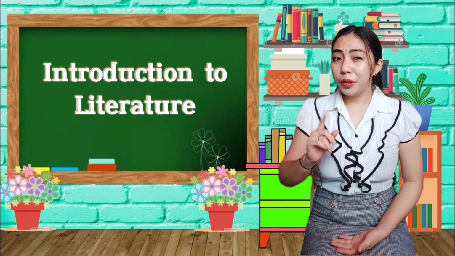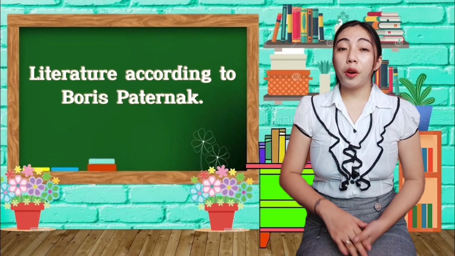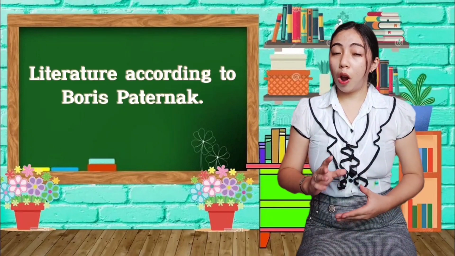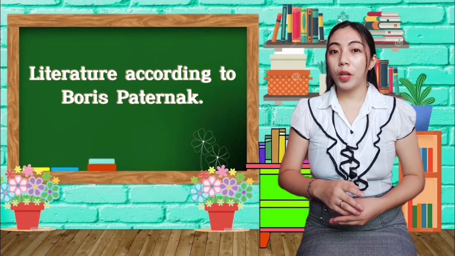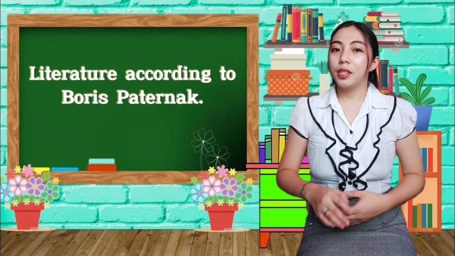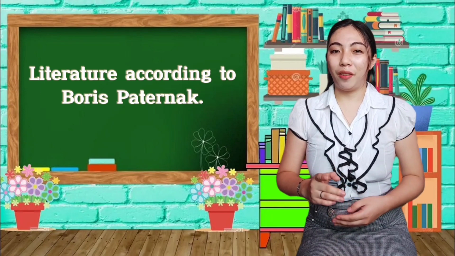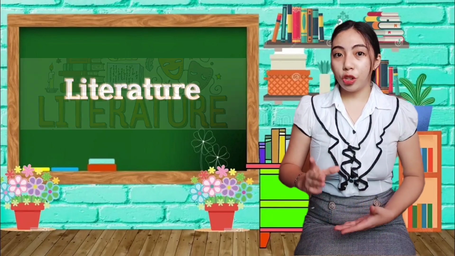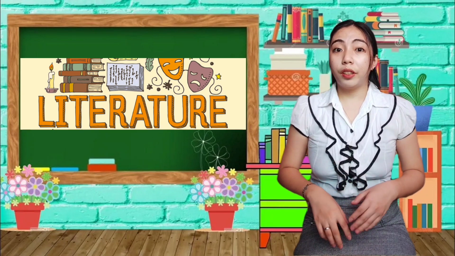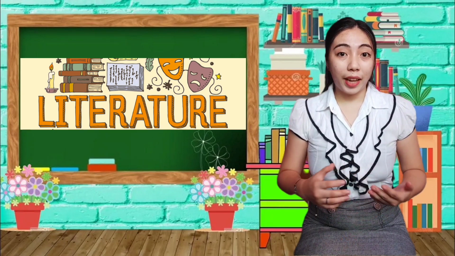So how do you define literature? Literature is the art of discovering something extraordinary about ordinary people and saying with ordinary words something extraordinary, according to Boris Pasternak. So, literature is our connection with our human experience of life.